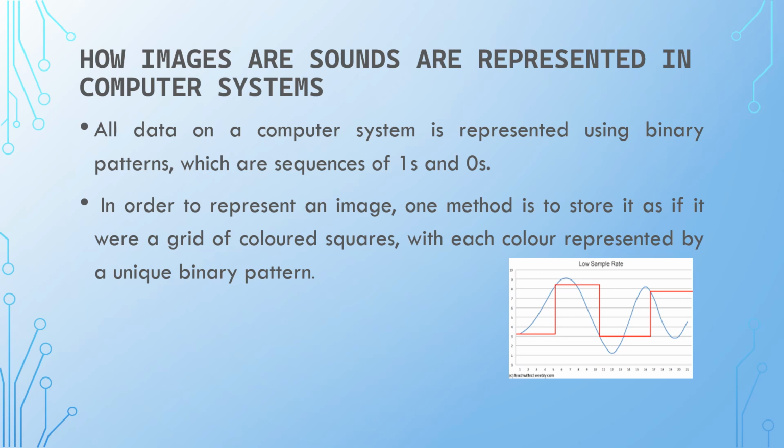How images and sounds are represented in a computer system. All data on a computer system is represented using binary patterns, which are sequences of ones and zeros. In order to represent an image, one method is to store it as if it were a grid of colored squares, with each color represented by a unique binary pattern.